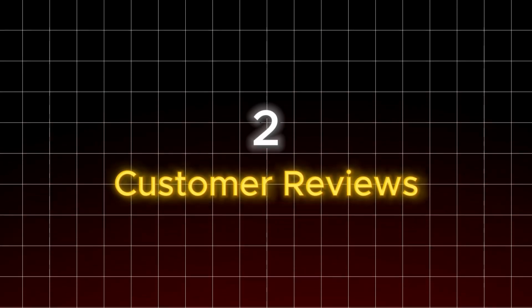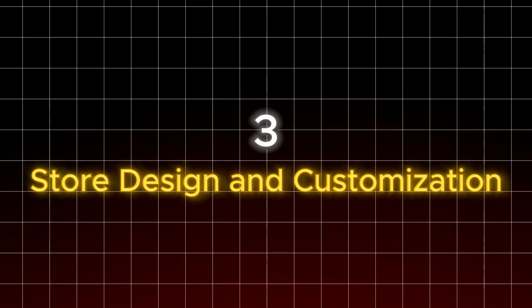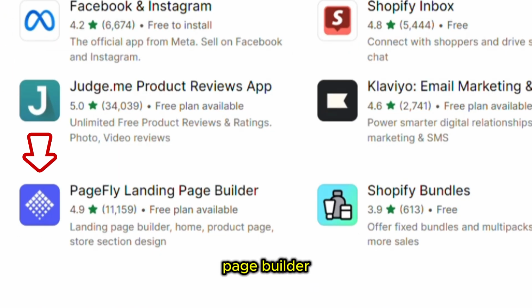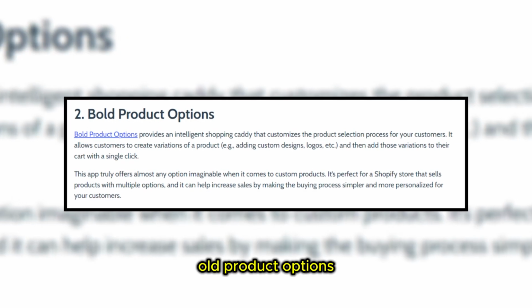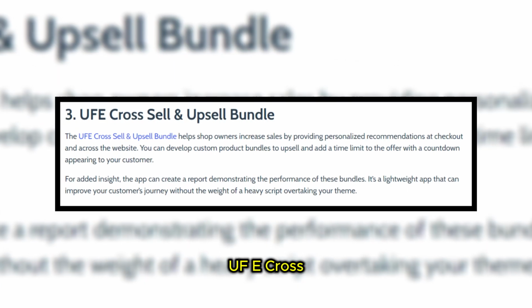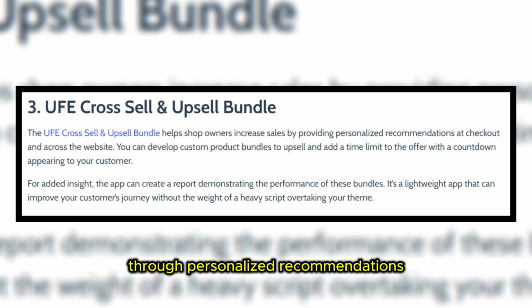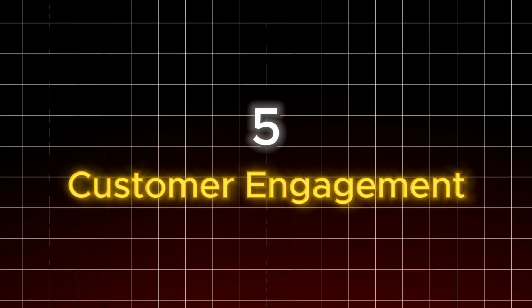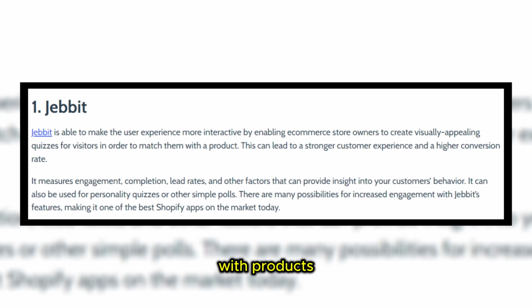2. Customer reviews. Looks for product reviews and ratings, including photo and video reviews. 3. Store design and customization. Pagefly landing page builder for creating custom landing pages and store sections. 4. Cross-selling and upselling. Bold product options for customizing product options and variations. UFE cross-sell and upsell bundle to increase sales through personalized recommendations. 5. Customer engagement. Jebit for creating interactive quizzes to match customers with products.